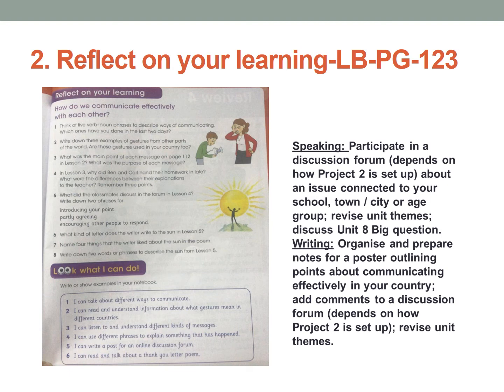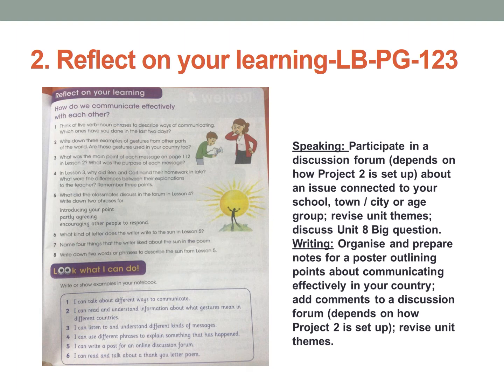And number 5, what did the classmates discuss in the forum in lesson 4? Write down 2 phrases for introducing your point, partly agreeing, encouraging other people to respond. And number 6, what kind of letter does the writer write to the sun in lesson 5? And number 7, name 4 things that the writer liked about the sun in the poem, and write down 5 words or phrases to describe the sun from the lesson. So write these answers please in the copybook and send it to me on the Class Dojo.